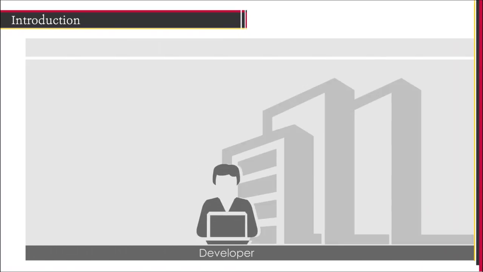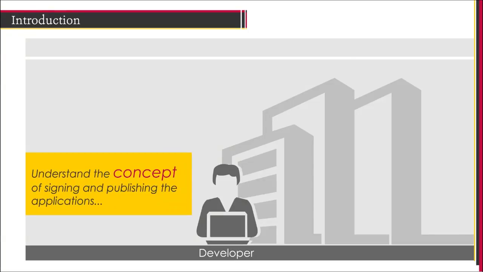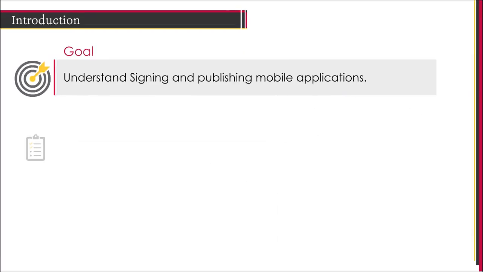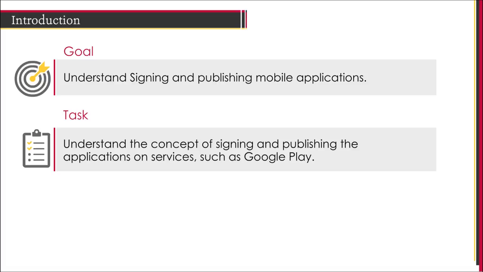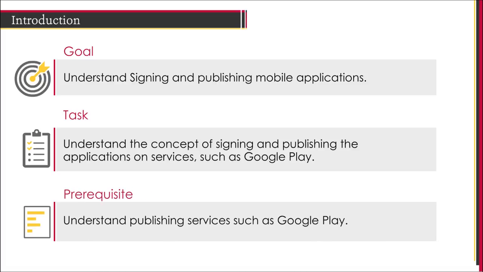Before proceeding with this session, let's go through a scenario. You have been developing mobile applications for some time. Your manager Raul wants you to understand the concept of signing and publishing the applications on services such as Google Play. To achieve this goal, your task is to develop a clear understanding of signing and publishing mobile applications. A prerequisite for getting this clarity is to get an understanding of publishing services such as Google Play. So, let's get started with how you can achieve this goal set forth by Raul.